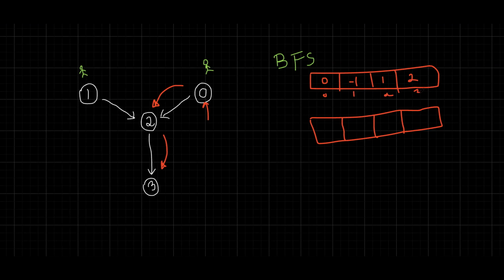Now, let's start the DFS from the second node 1. So from 1, we can reach 2. So the distance of 1 will be 0 and the distance of 2 will be 0 plus 1, which is 1. Now from 2, we can reach 3. So the distance of 3 will be distance of 1 plus 1, which is 2. And it will be minus 1.